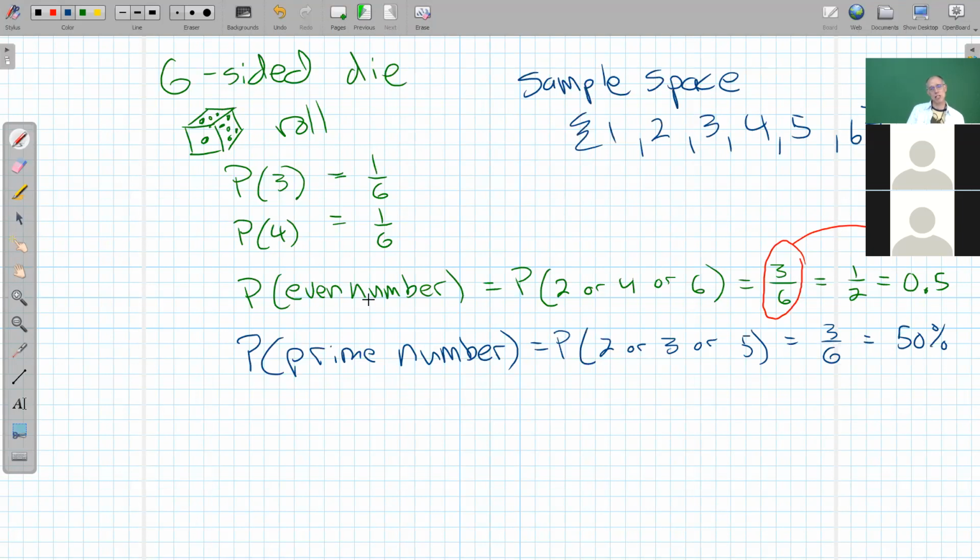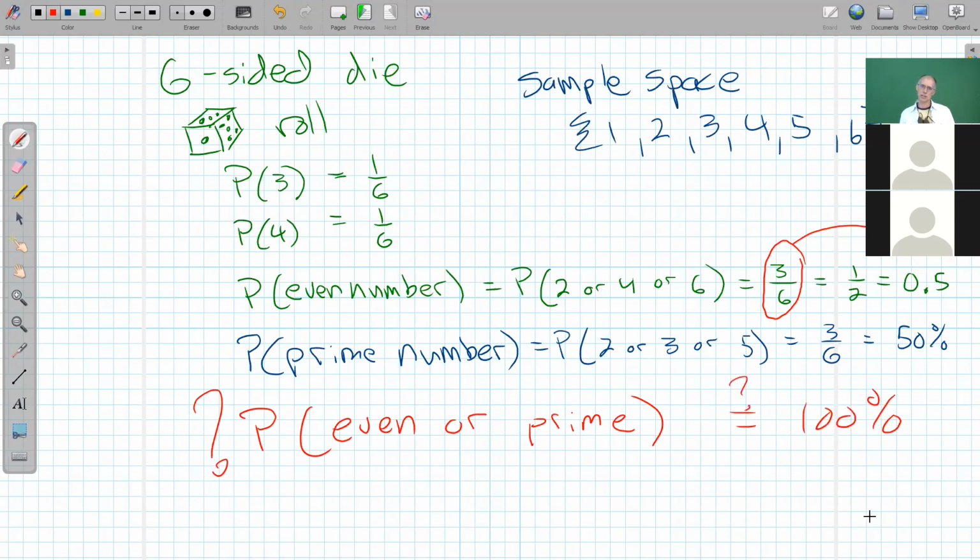Hey, there's a 50% chance of rolling an even number. Is this true? What's the probability of rolling an even number or a prime number? Since they both are 50%, is that 100%? Seems like that might be possible. What do you think?